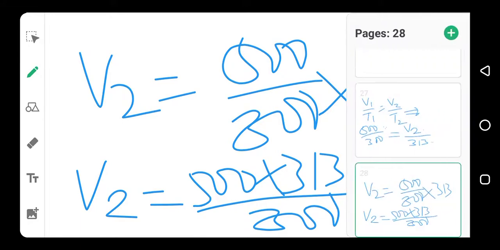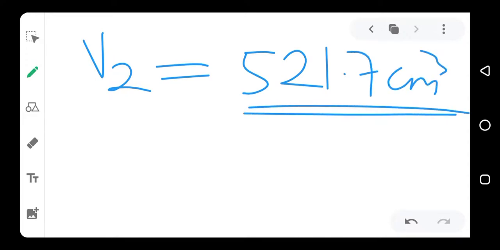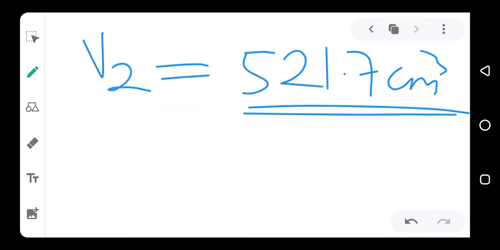Now this will give us that our V2 is equal to, if we divide this, we are going to get 521.7 cm cube. This is the answer. 500 times 313 over 300 will give us 521.